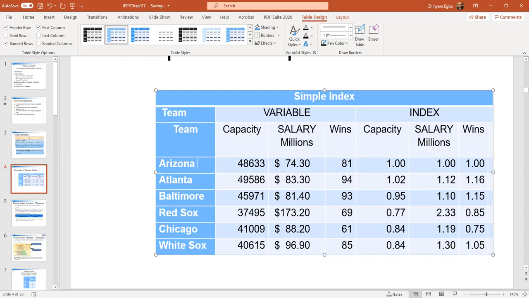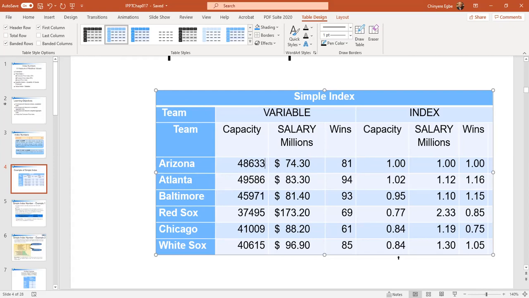So we take 49,586 and we divide it by 48,633. What we have is 1.02. We also divide Arizona by itself and we get 1.00. We divide Atlanta by Arizona, we get 1.02. We divide Baltimore by Arizona, and we get 0.95.